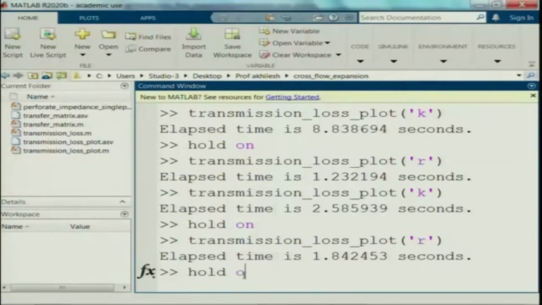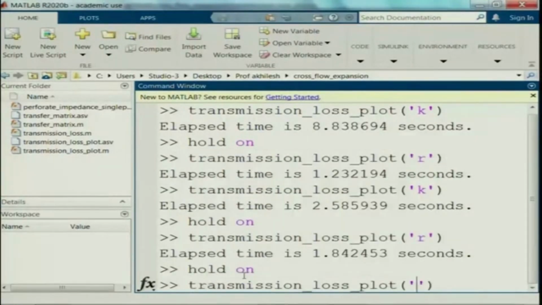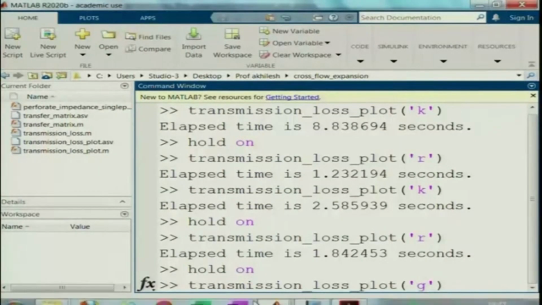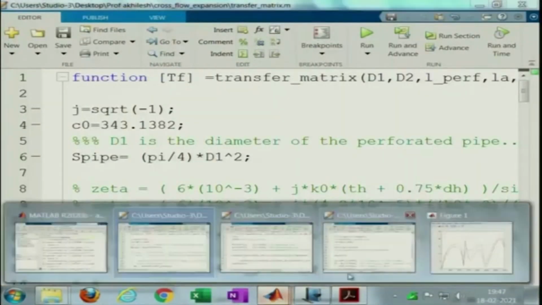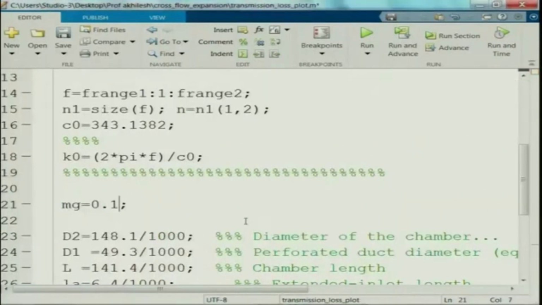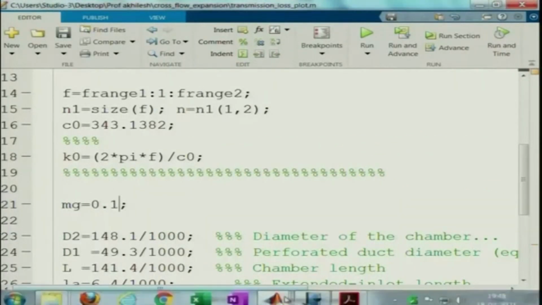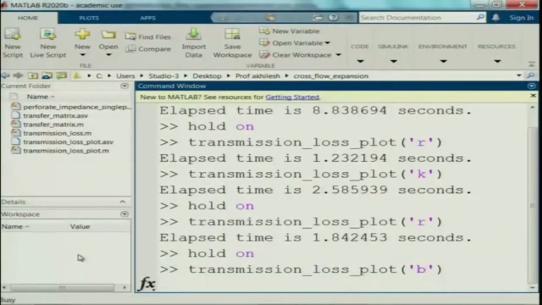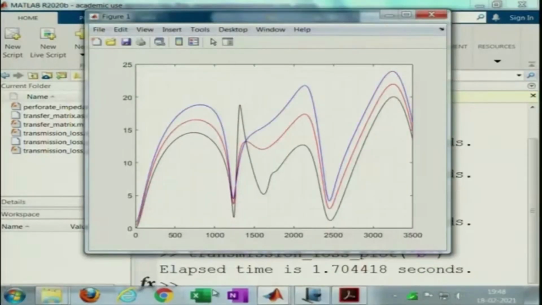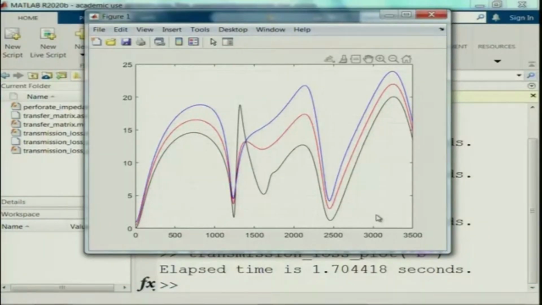If I do hold on and use another color, G, green, and put in another value for the flow field like about 0.1 or so. Let us see what it does. Green might be difficult to see, so let us use blue. So, it gives you this kind of a thing. Okay. Well, I must say that plane wave may not be valid for such a large frequency range, it might just break down here, but for sake of completeness we will do that.